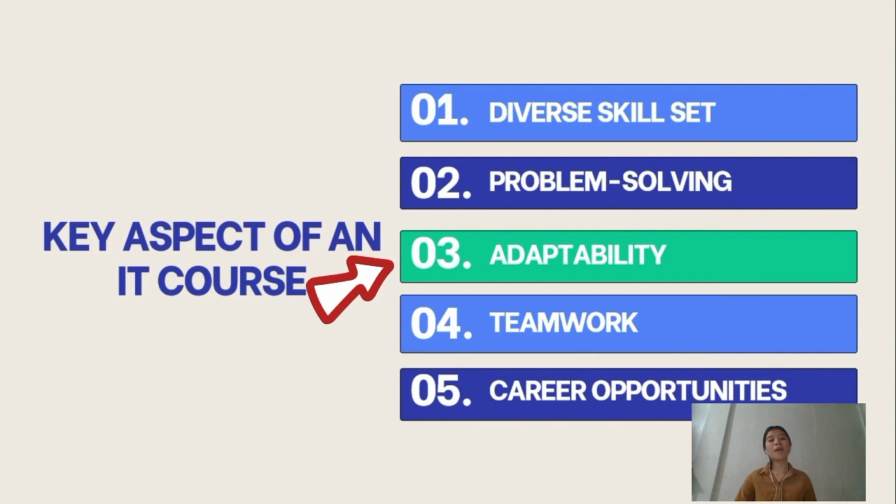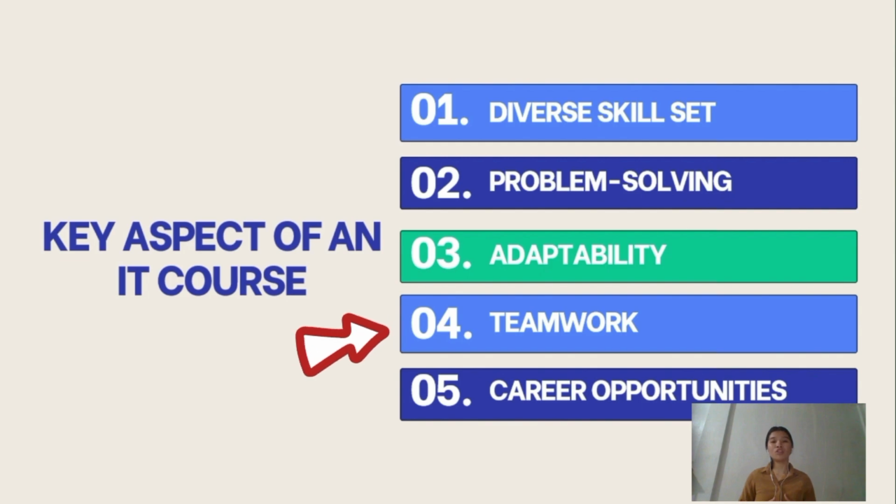Third, adaptability. The IT landscape is ever evolving. An IT course equips students with the ability to adapt to changing technologies and stay up to date with the latest advancements.